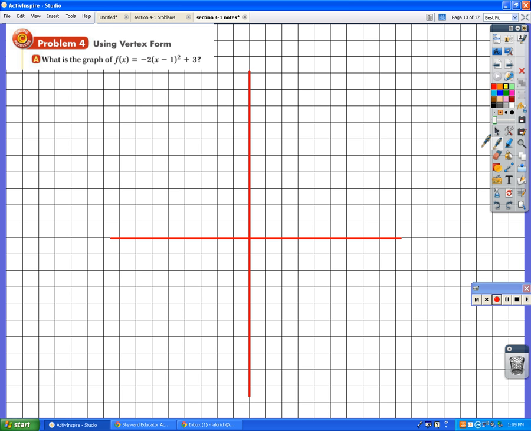To the right one, and up 3. So the vertex is right there, okay?